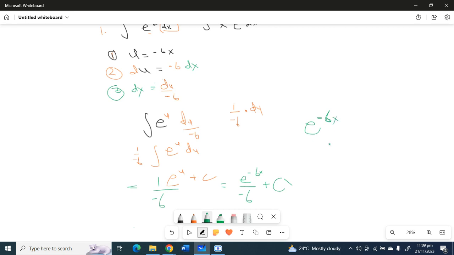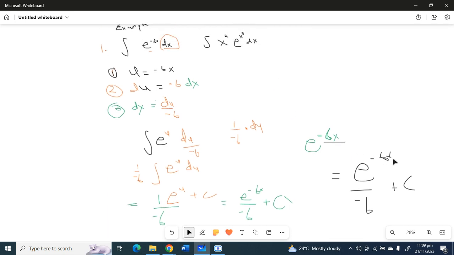As I said, one trick you can use is you just derive the exponent. The derivative of negative 6x is negative 6. So you leave e as it is, e to the power negative 6x over negative 6 plus c. So usually when you're integrating e by itself, that's one trick you can use. Just derive the exponent and put the derivative of the exponent at the bottom and just put a plus c.